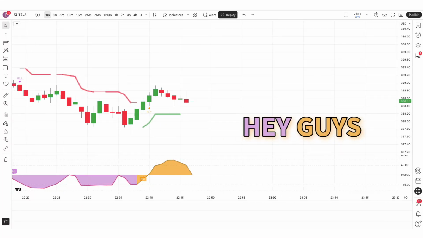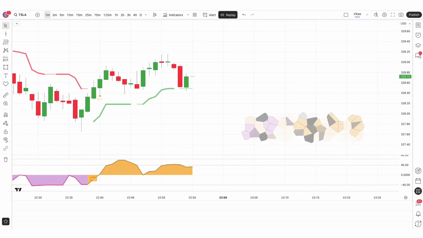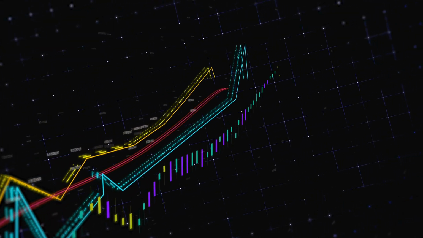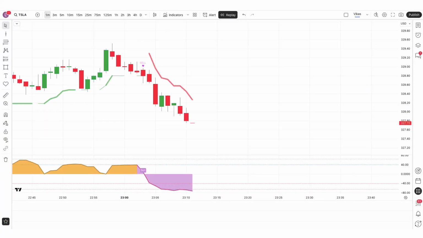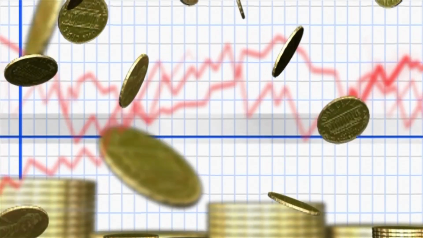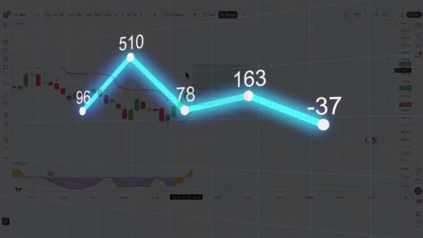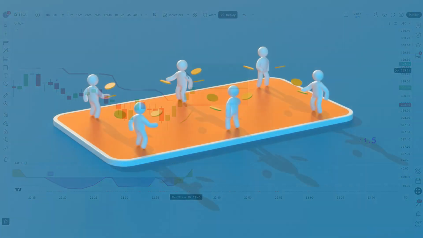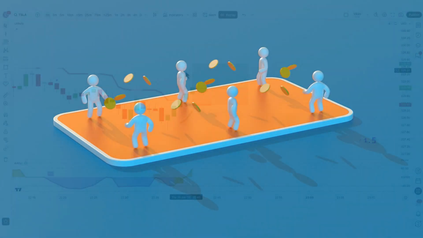Hey guys! Today I'm introducing a groundbreaking price analysis indicator on TradingView that will take your trading to a whole new level. These indicators were evaluated on factors such as accuracy, reliability, ease of use, and their ability to provide valuable insights into market trends and price movements. Stay tuned as we unveil these magical tools one by one.